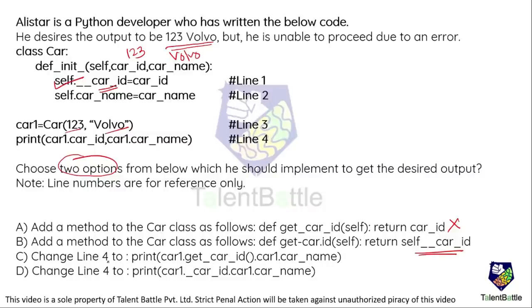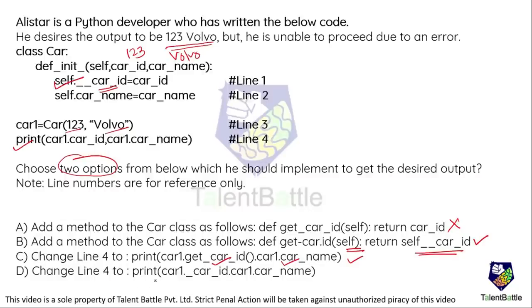Now we'll check C and D, where my line number 4 can be modified because my output will be coming from line number 4 in the print part. So you can see car1.car_ID and car1.car_name is given. If I check option C, print car1.get_car_ID(), the function is called, that we have assumed in the second option after modification, and then car1.car_name. So this will give me the car ID and this will give me the car name, 123 and Volvo, right? So C looks good, it is workable. B is also looking good, it is workable. And now we will cross check whether D is fine or not, and if it is not, then we can discard it, and B and C will be our correct answer.